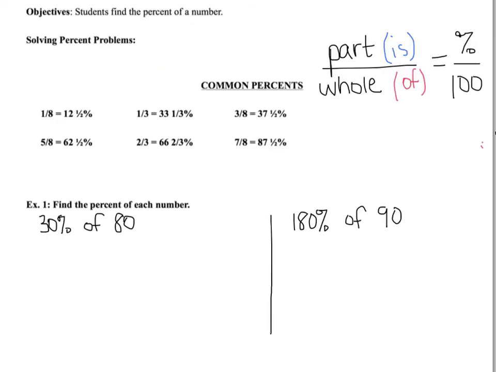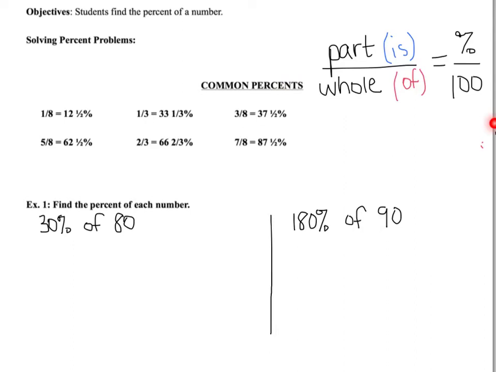The goal for section 6.4 is finding the percent of a number given sentences like what is 30% of 80, 180% of 90, those kinds of things. To do this, we need to know the percent ratio, the percent proportion. And you set it up as is over of equals percent over 100. You'll want to memorize this.